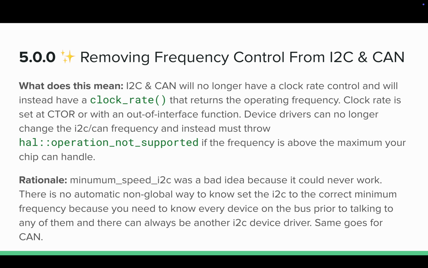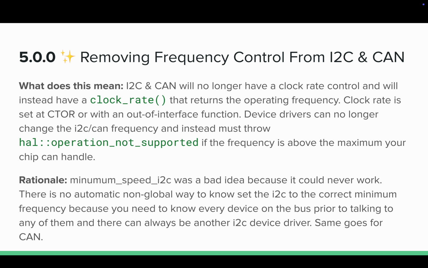For I2C, and actually for CAN as well, there'll be a function that allows you to get the current frequency. And that's how we're doing things. We're going to invert this. So the clock rate is either set at the constructor or as an out of interface function. The concrete class would have the function for you.